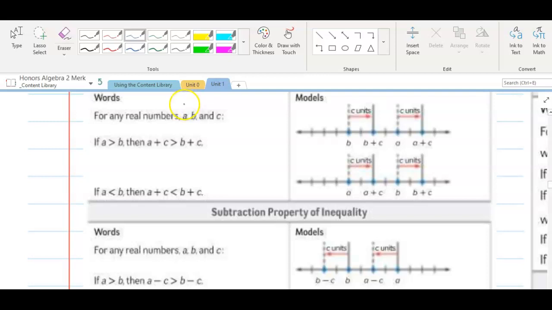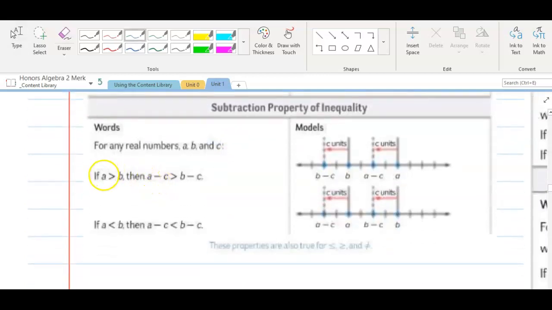If we let A be 7 and B be 3 and C be 2 maybe, I just pick those at random, okay? If 7 is bigger than 3, then 7 plus 2 is bigger than 3 plus 2. Is that true? Yeah. 9 is bigger than 5. And this one just says the opposite. If you have a number smaller than another number and you add something to both sides, the left side is still smaller than the right side.